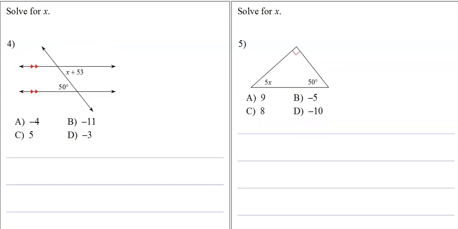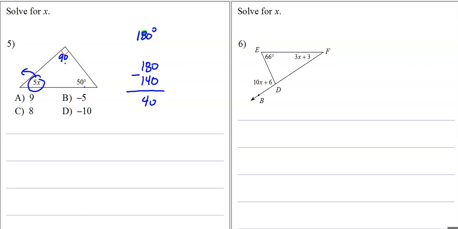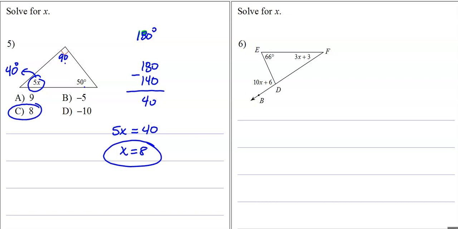All right, number 5 and number 6. Number 5, so we have a right triangle. We do know that all triangles add up to 180 degrees. Since this one's 90, the other two have to add up to 90. A couple different ways I could do this. 90 plus 50 gives me 140. And 140 subtracted from 180 tells me that this angle right here is supposed to be 40 degrees. So I set up an equation and say 5x equals 40 degrees. Divide both sides, and it looks like x is going to equal 8 on this one.